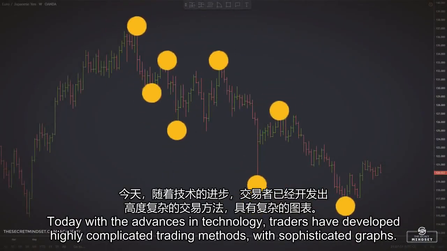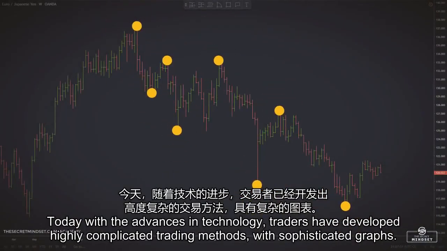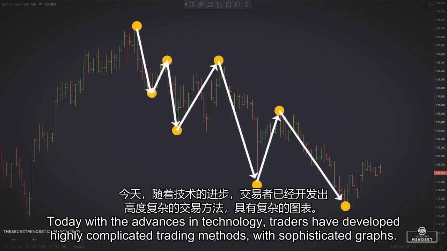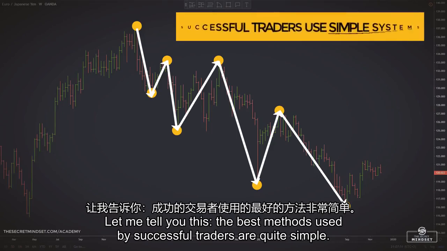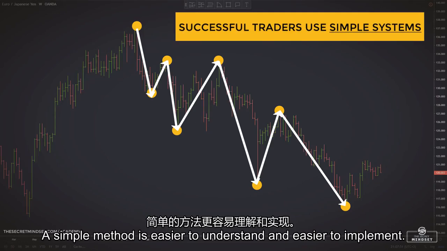Today, with the advances in technology, traders have developed highly complicated trading methods with sophisticated graphs. Let me tell you this, the best methods used by successful traders are quite simple. A simple method is easier to understand and easier to implement.